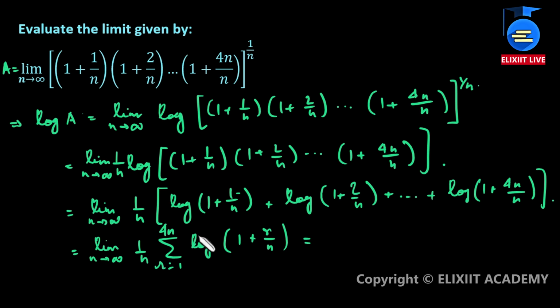Okay. This is a function of r by n. So this is now converted to integration 0 to 4 of log of 1 plus x dx. Okay. So now this is an easy integration. How do we integrate this? We integrate by parts. Integration by parts of this particular definite integral.